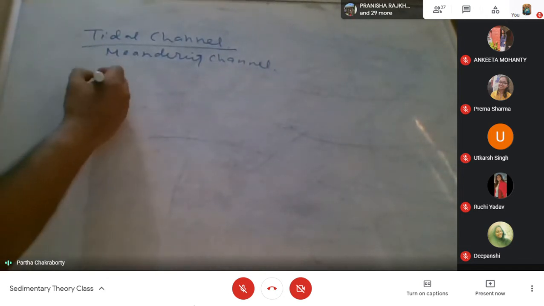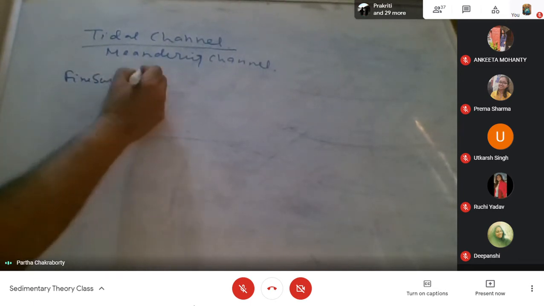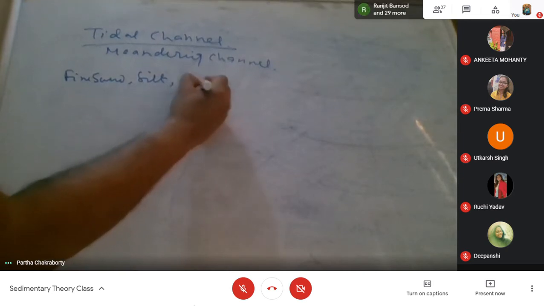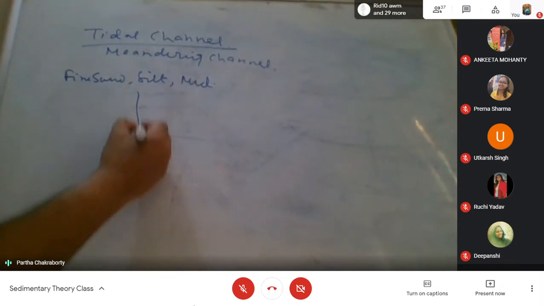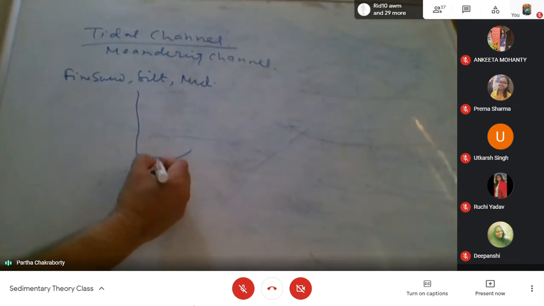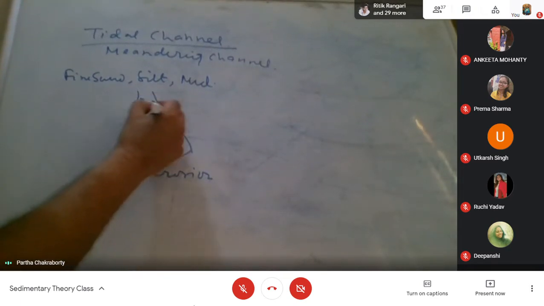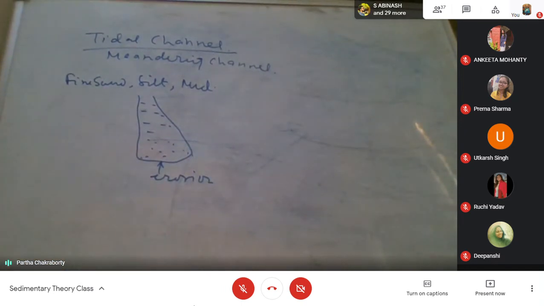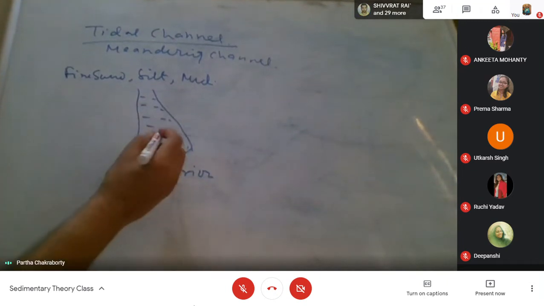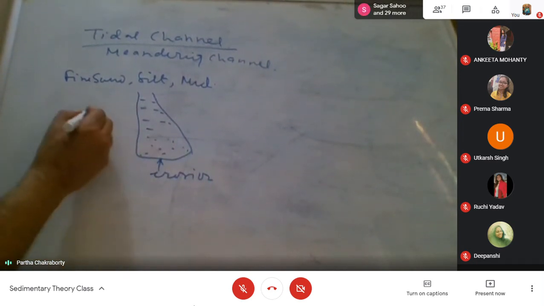You will get mostly the fine sand, silt, mud. This will be mostly it, but the character of the channel, the product of the channel will be the same. It will have an erosional base, and there will be the fining upward succession. Then how do I identify it is a tidal channel? It is because of the presence of the cross stratification, which may show you the herringbone pattern.